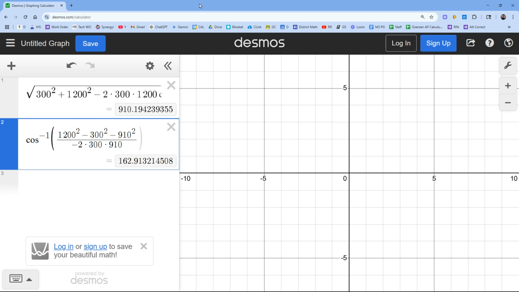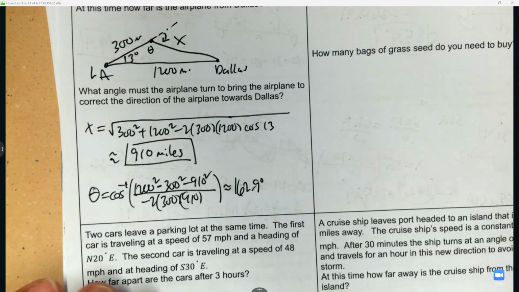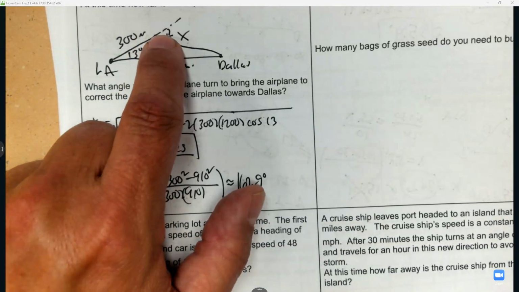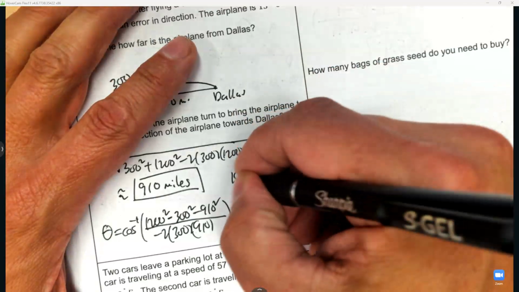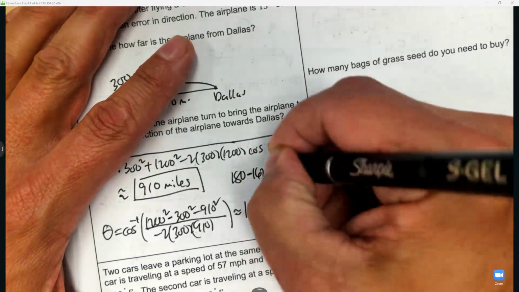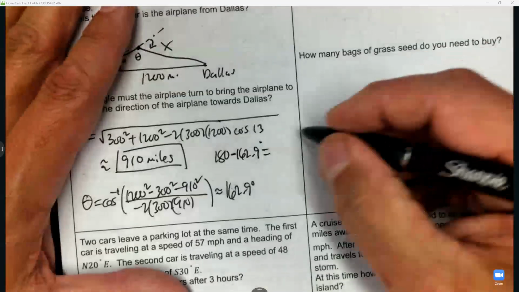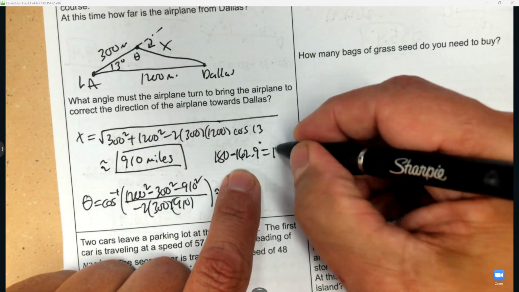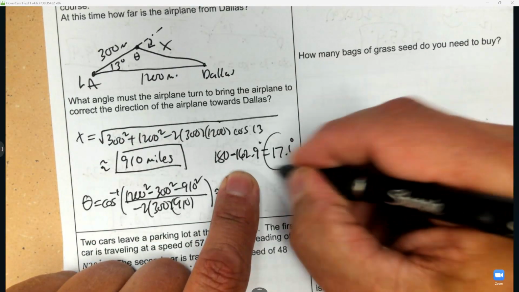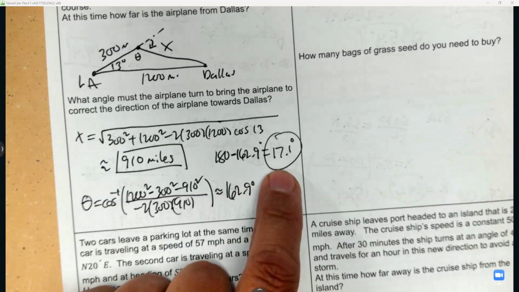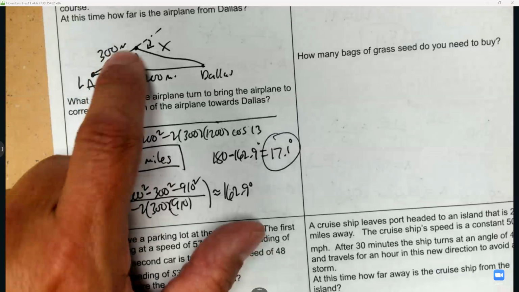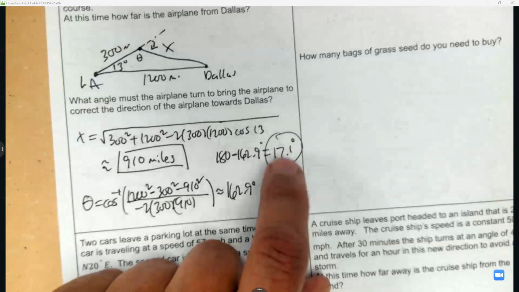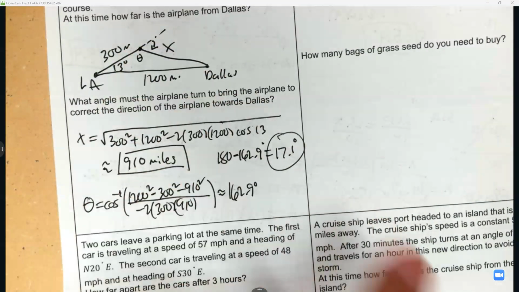Now that's not the angle the plane is going to turn. It's the angle on the outside that they'll turn, that angle there. So we're going to go 180 subtract 162.9, and you get 17.1. That's the angle the plane is going to turn. So the plane is 910 miles away from Dallas and has to turn at an angle of 17.1 degrees to head back to Dallas properly.